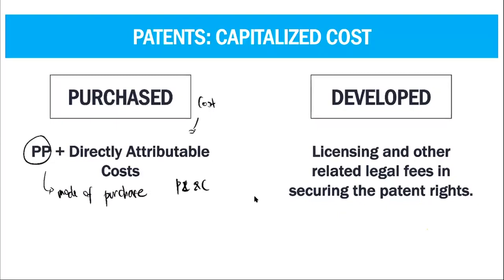Another mode of acquisition of your patent is your internally generated patent. When we say internally generated patent, that is a developed patent. Normally, this type of patent goes with your research and development until such time it is already developed. Take note, what is only included are these two items: first, your licensing costs, and then your other related legal fees.